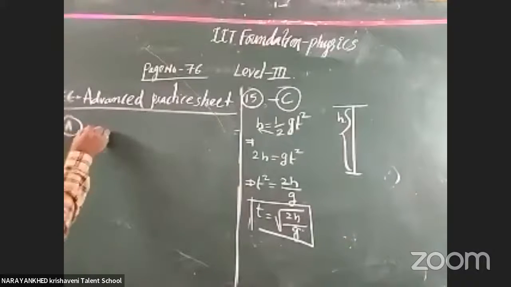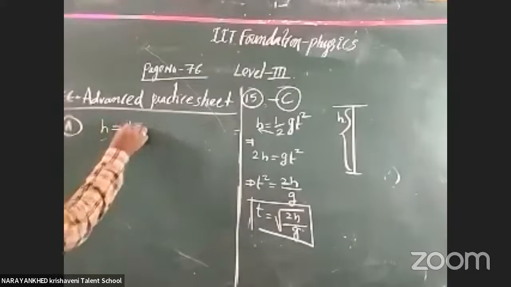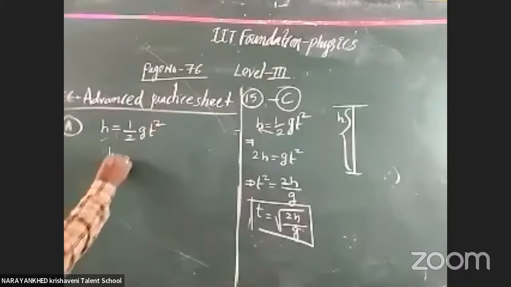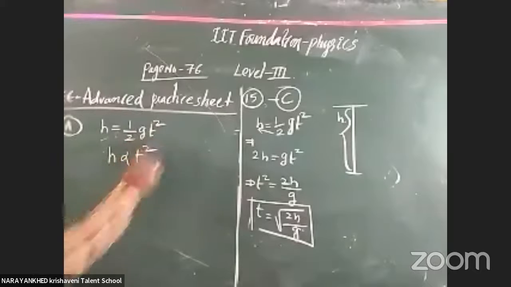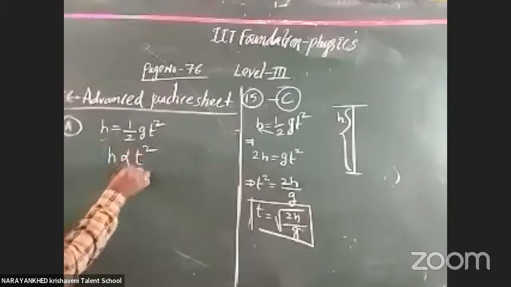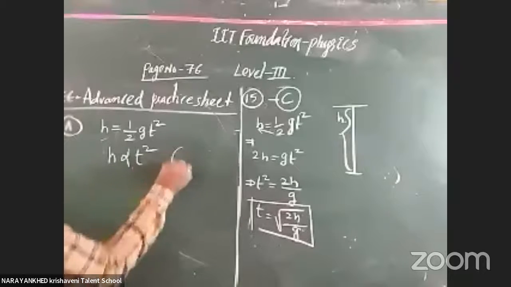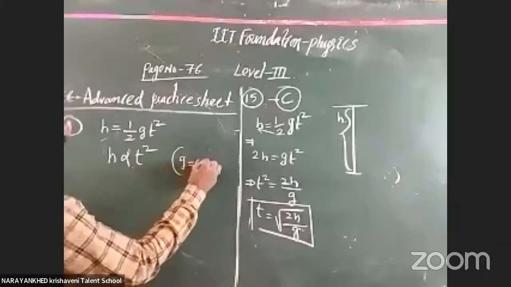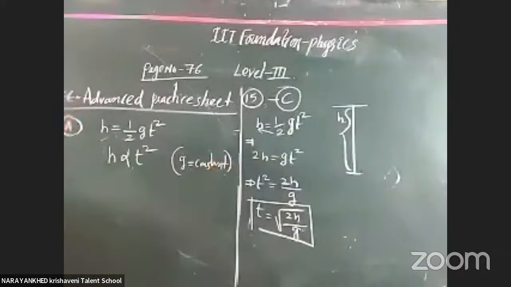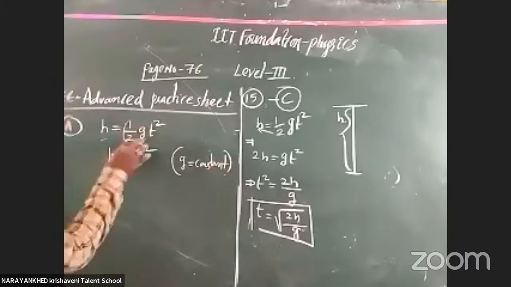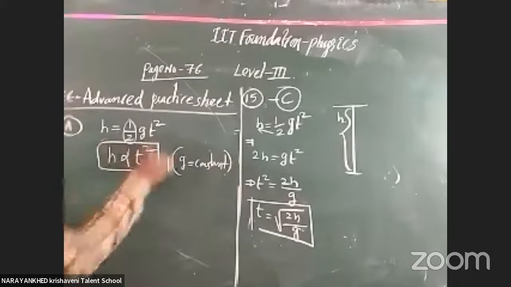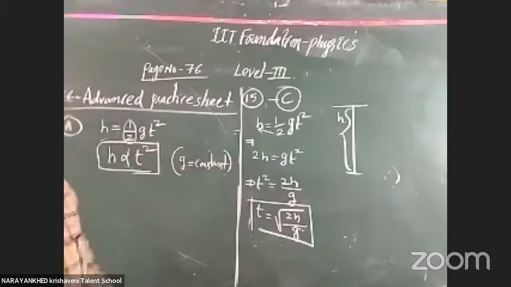The first problem: h is equal to half g t square. This is called the assertion. h is directly proportional to t square. Okay, got it or not? Why? Because g is the constant here. Half is a numerical value, not a problem. That is directly proportional to the square of the time. There is no doubt at all.